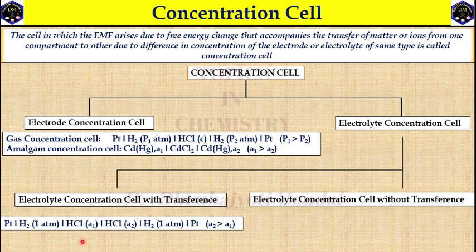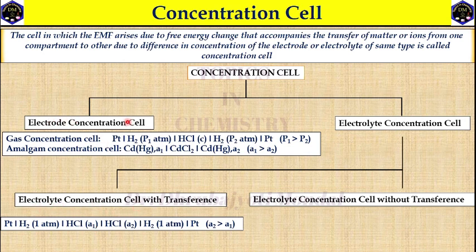But here you can see this is the electrolyte, HCl activity A1, then a vertical line, HCl activity A2. These two electrodes are separated by a porous plug, so there is no salt bridge. Remember it. Here you can see the concentration of the electrolyte are different. It is A1, it is A2. That's why it is called electrolyte concentration cell.